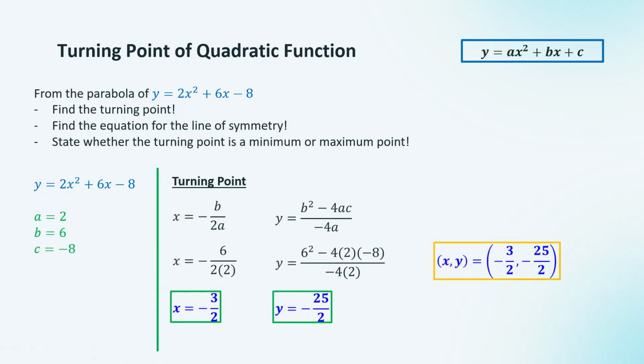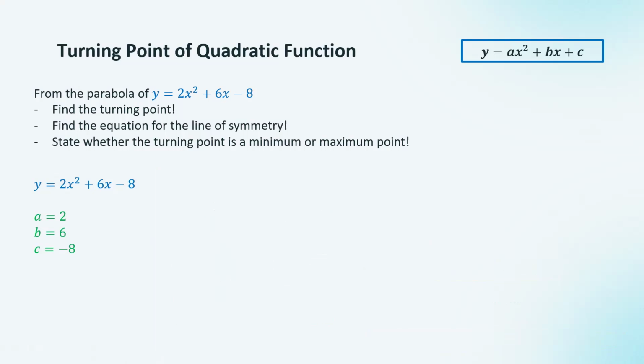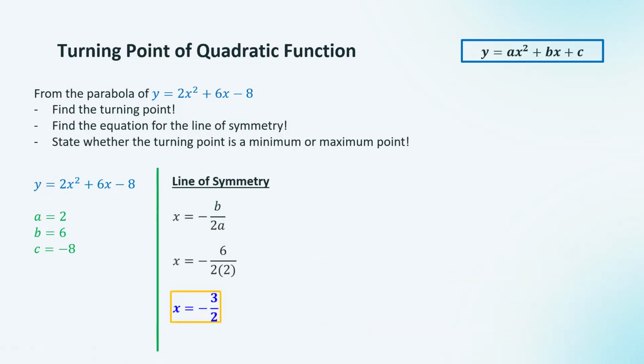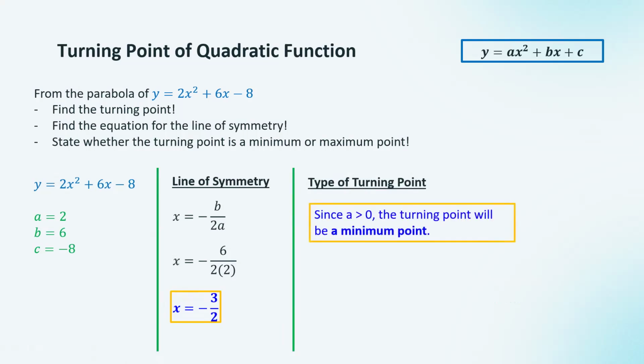After this is the turning point. Again, be careful of the minus sign when multiplying or dividing. The next thing is going to be the equation for the line of symmetry, and we know this is going to be the x value. So x is minus 3 over 2, and the type of turning point, since this is a positive a value, then the turning point will be a minimum point.